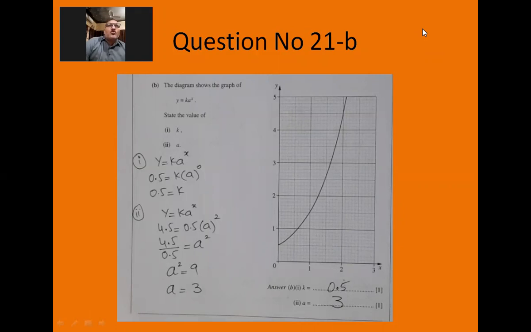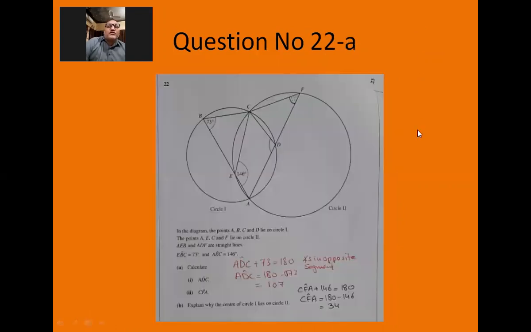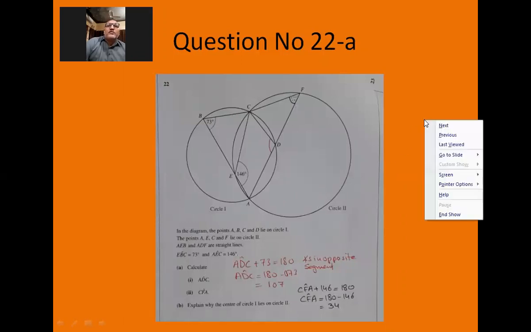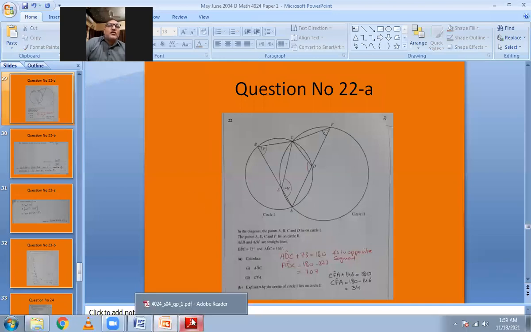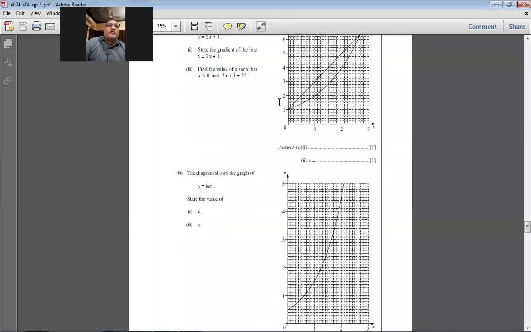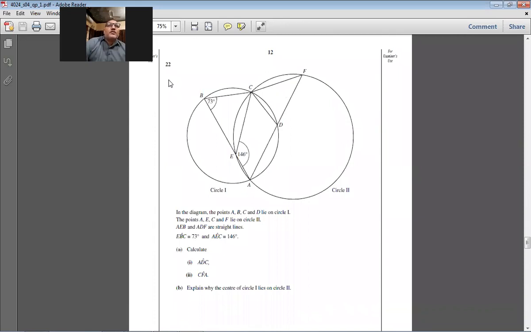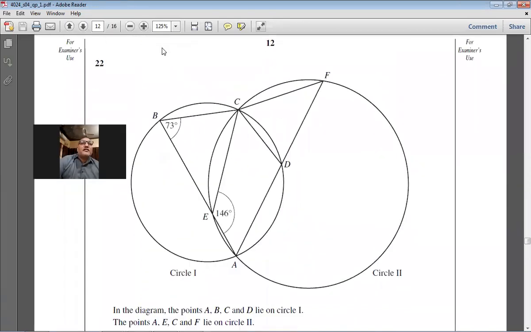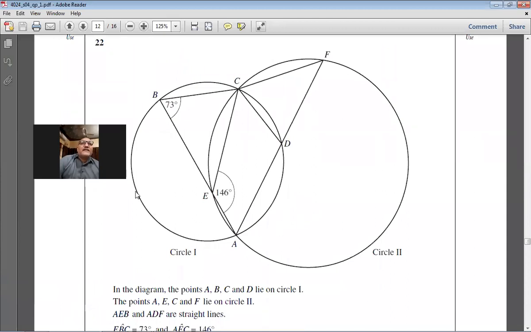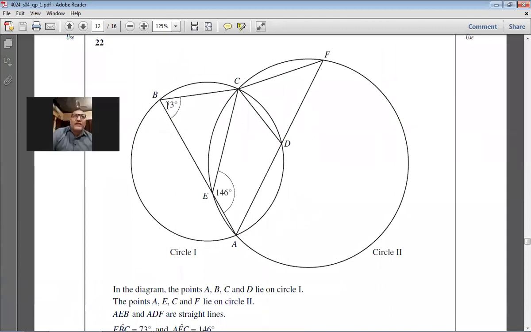So let's go to question number 22. On your screen, the question number 22. Let me show you this question from the question paper, so it becomes more visible to you. Let me increase the size. So this is basically that question, so you can have a better understanding.